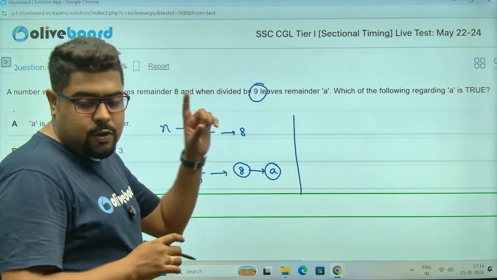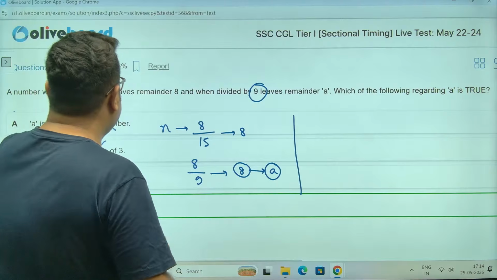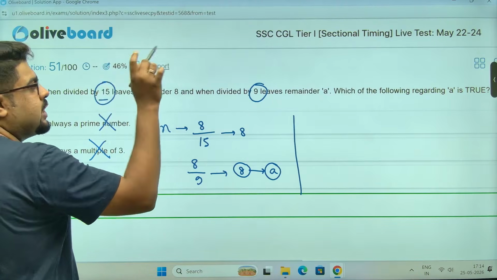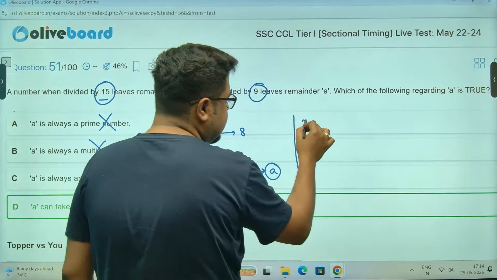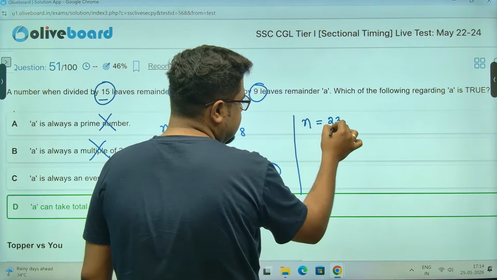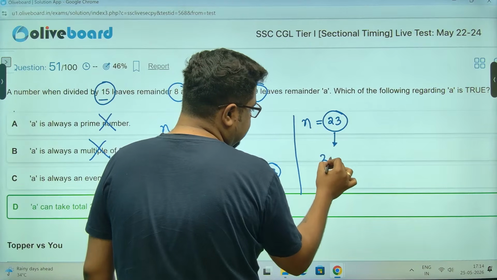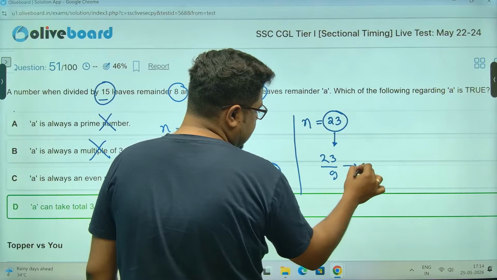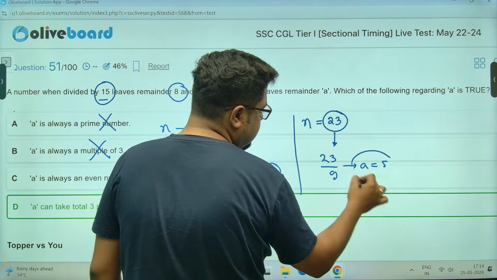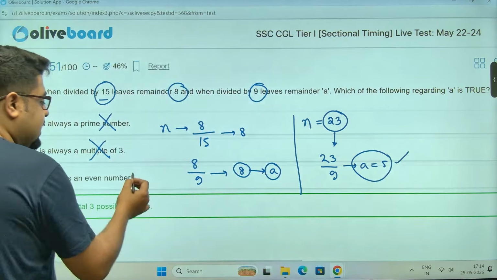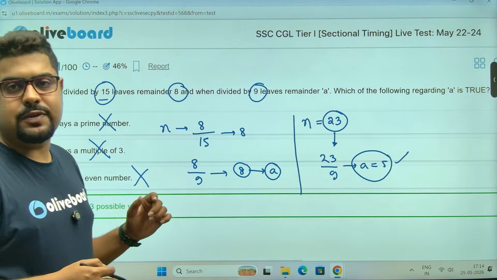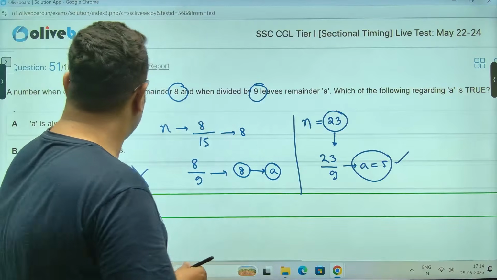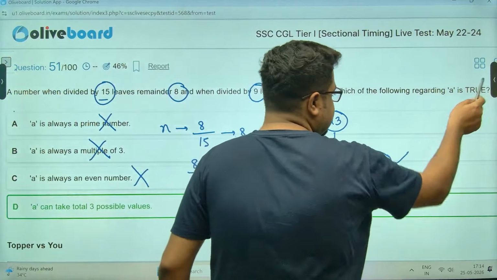That is, I'm taking quotient as 1. So meaning division by 15. So quotient is 1, meaning 15 into 1 plus remainder is 8, meaning n I'm taking as 23. 15 plus 8. Now 23 you divide by 9, sir. The remainder A comes out to be 5. Now that is not an even number. I can eliminate this as well. So the only possible value can be option 4. Clear? Moving on.